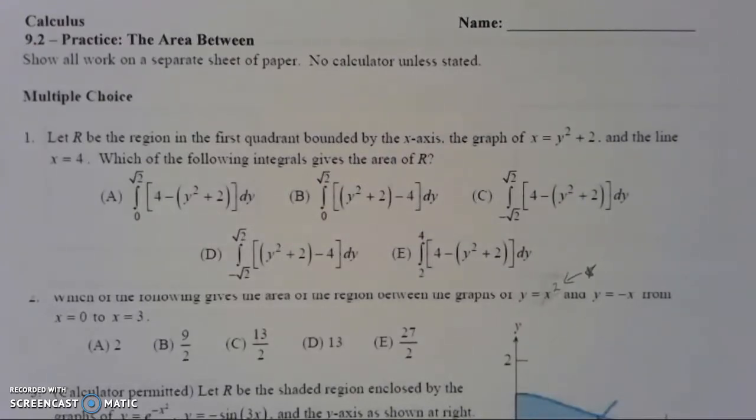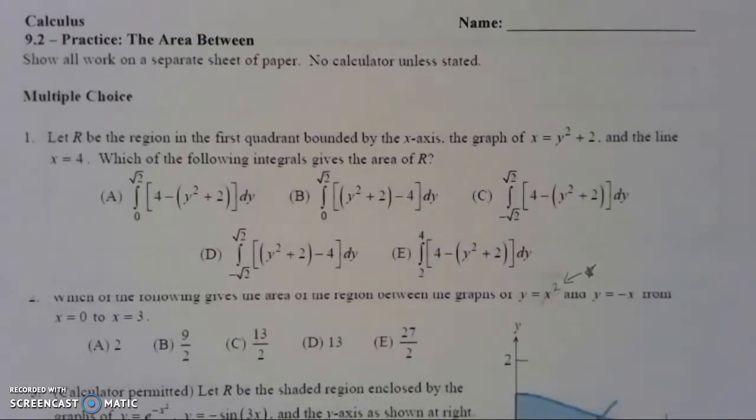So number 1 says, let R be the region in the first quadrant bounded by the x-axis, the graph of x equals y squared plus 2, and the line x equals 4. Which of the following integrals gives the area of R?